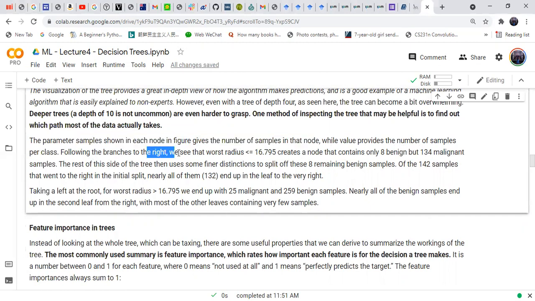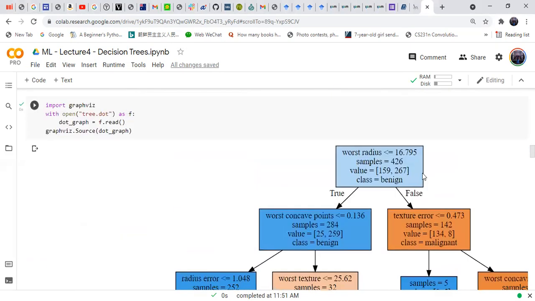Following the branches to the right, we see that worst radius greater than 16.79 creates a node that contains only 8 benign and 134 malignant samples, and this is therefore the malignant class. Here 25 are malignant and 259 are benign, so this is a benign class.